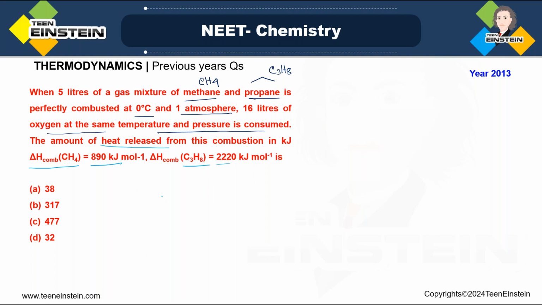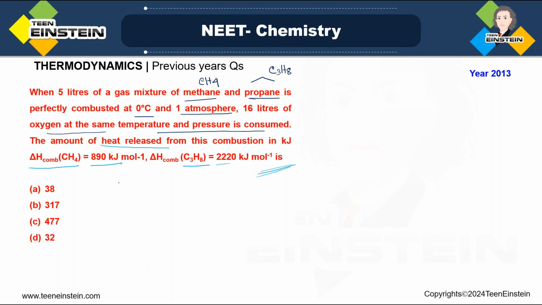So for this reaction, the amount of heat released. Actually here, by mistake, I have not written the full question. In the final question, we just have to find what is the amount of methane. That is actually the question. The amount of heat released from this combustion in kilojoule per mole is... somehow that is one line I have missed, but that is actually the answer.